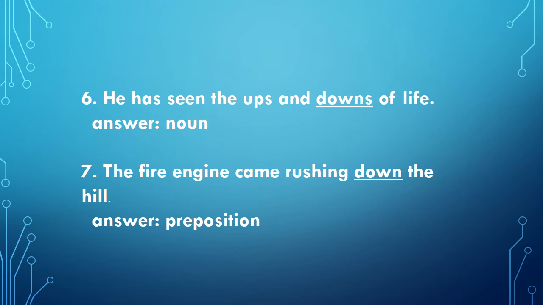Number 7. The fire engine came rushing down the hill. Here again see down represents preposition. Why so? Because it is showing the relationship between the fire engine's coming and the hill. So, with the help of the word down, we are able to establish the relation between these two things. That's why down becomes preposition.